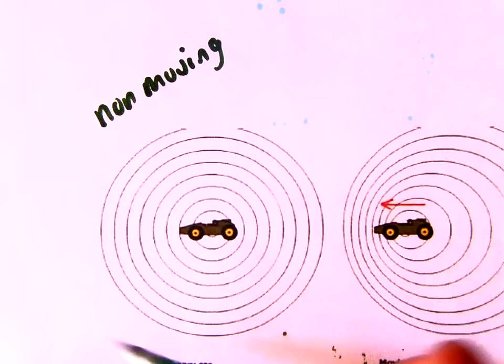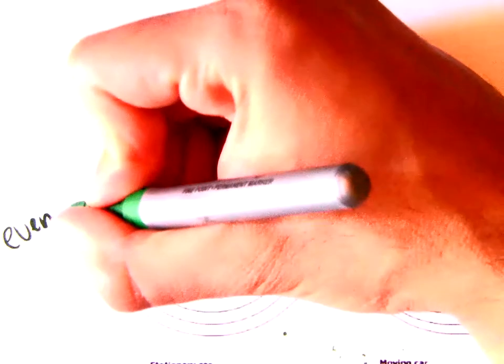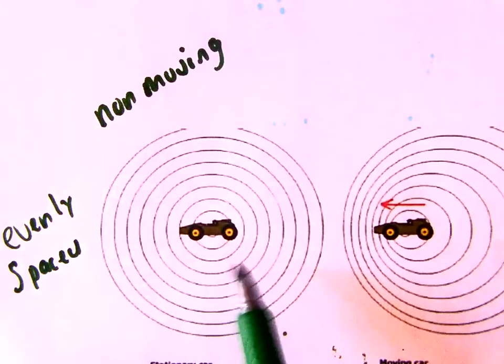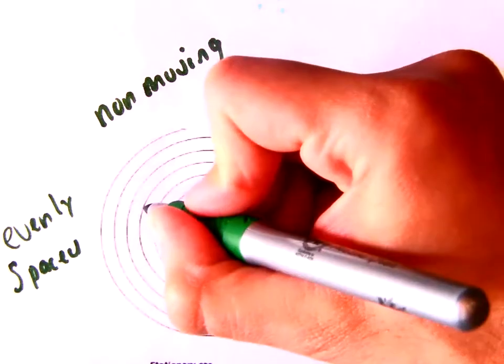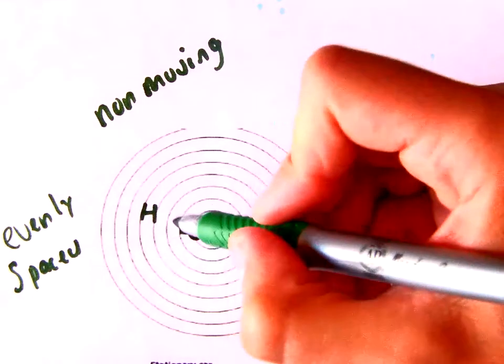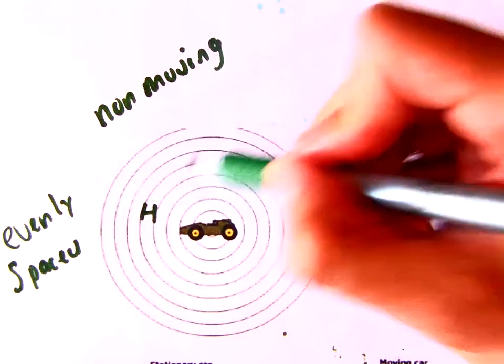So let's say this is beeping, it's making a sound. All the waves are evenly spaced. In other words, they all have the same wavelength, because you can think about this as a crest, and this would be a crest. Okay, every single crest is equally spaced.